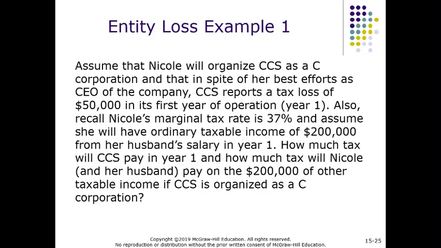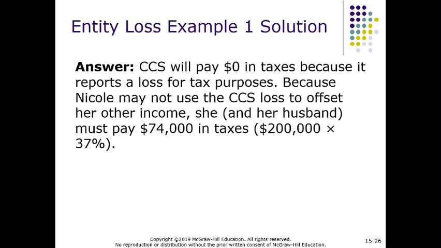Well, they've simplified things here on the individual side because, as you should know by now, your marginal tax rate is not the amount that you're taxed on all income, but they're simplifying things here and saying that the whole $300,000 or $200,000 is going to be taxed at 37%. So basically, the bottom line is CCS had a $50,000 loss, so they don't pay any income tax.